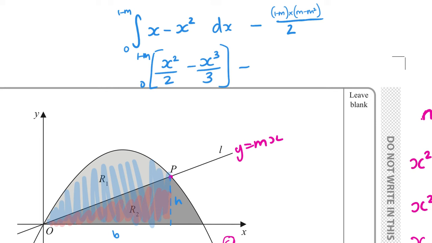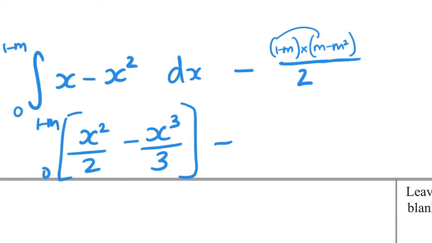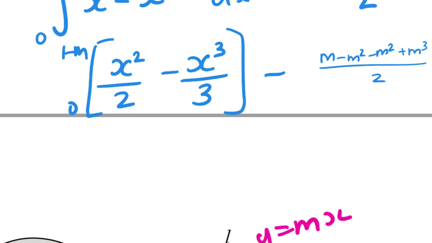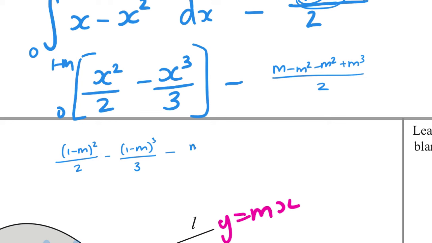So minus, then I have this 1 minus m times m minus, do you know what? Let's actually multiply this out. Okay, so what's 1 times m? 1 times minus m squared. Minus m times m. And then m times minus m squared. Plus m is minus m, plus m cubed, all over 2. Perfect, right? Okay, so now I'm going to substitute in 1 minus m squared over 2 minus 1 minus m cubed over 3 minus the one we're going to have here, m cubed minus 2m squared plus m over 2.